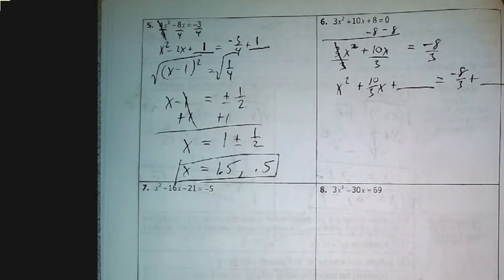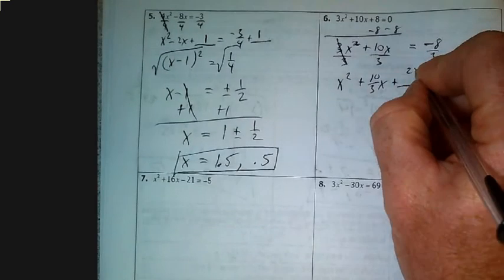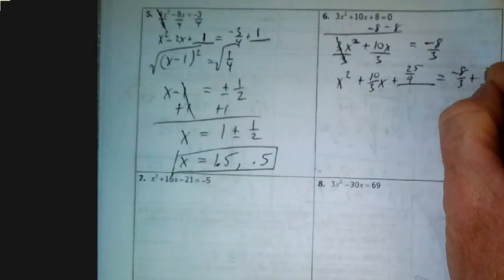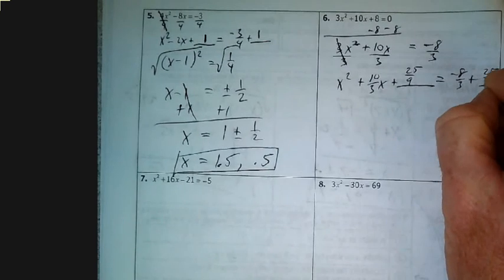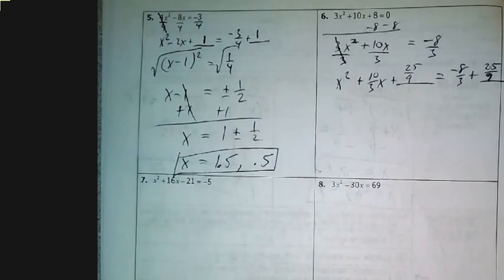5 squared is 25, and then 3 squared is 9. So it's 25 over 9. That's what we're adding to both sides. Now, don't let the fractions scare you, because the calculator can simplify fractions. Not that you shouldn't know how to do it, but the calculator will simplify these things.